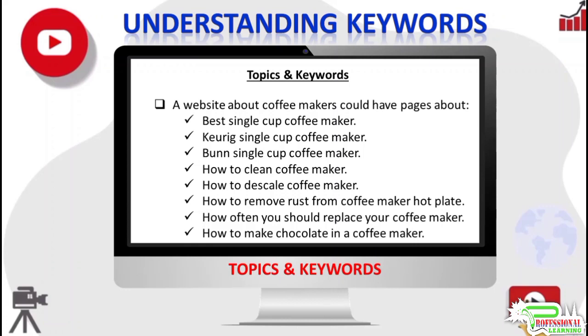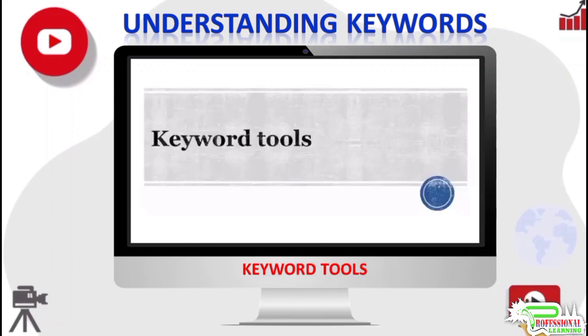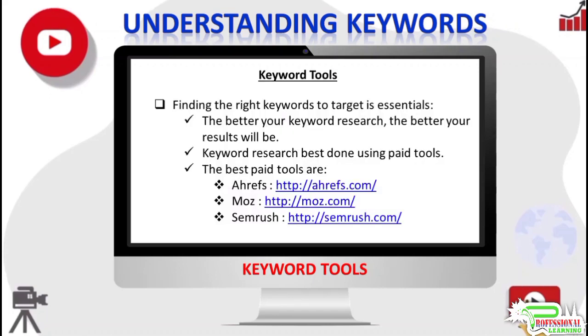Possibly the single most important step in building a website is finding keywords to target. The better your keyword research, the better your result will be. And keyword research is best done using tools. There are free tools like Google Suggest and Google Keyword Planner, but these do not do the heavy lifting that is sometimes required. There are excellent tools like Ahrefs, SEMrush and Moz, and at least one of these will be required if you are really serious about SEO.